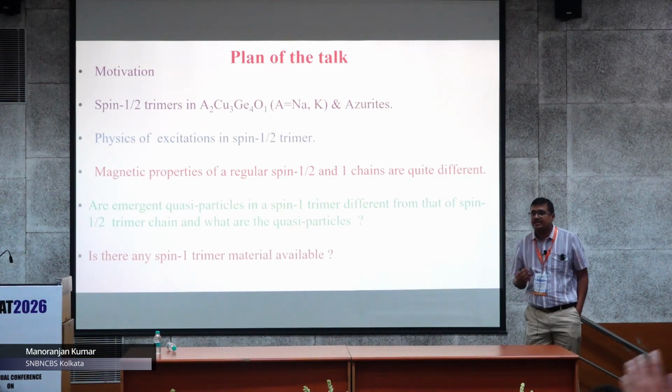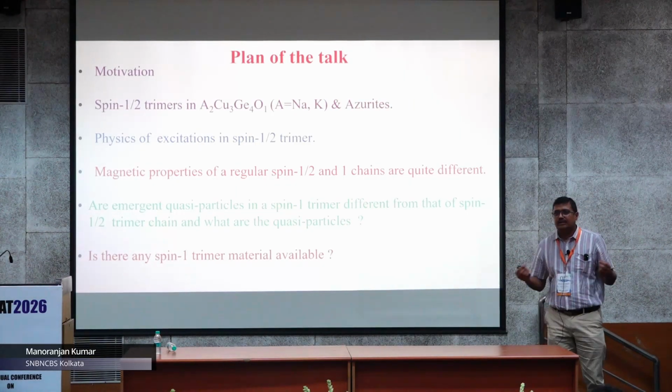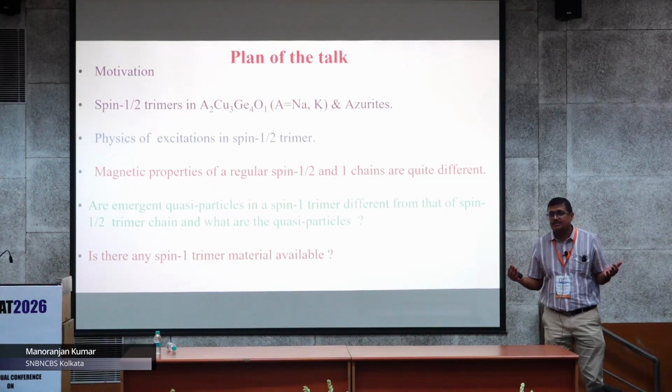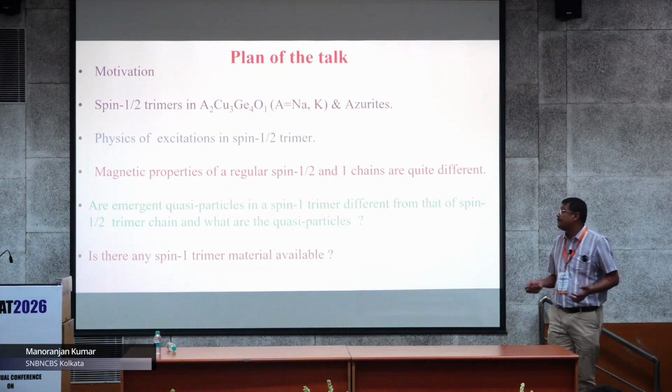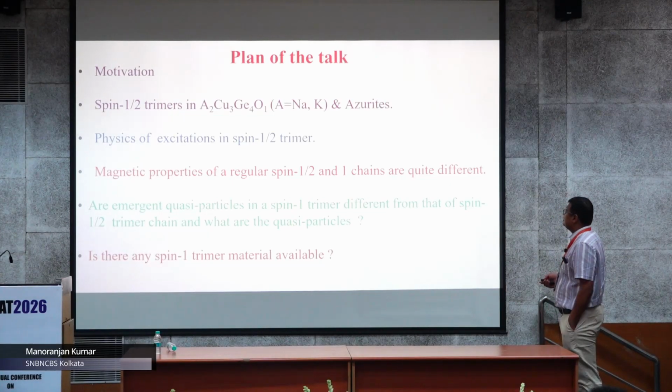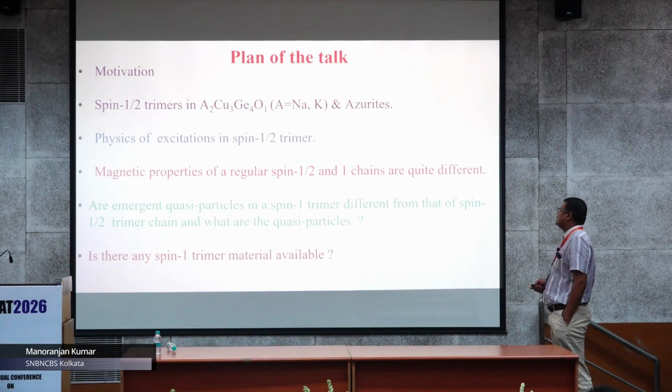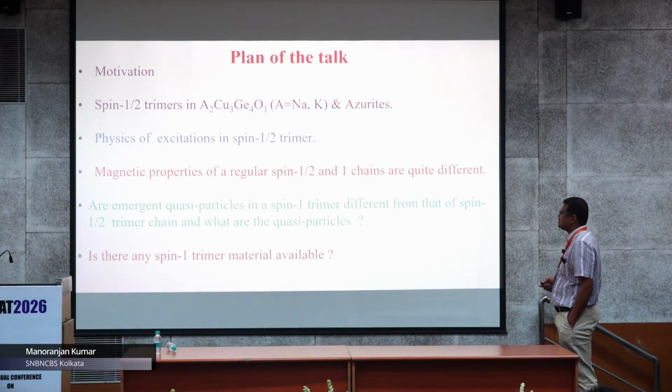what is the difference. In fact, well-known one-dimensional system, if it is of spin half and if it is a spin 1, what are the differences? And then I'll come to talk about what happens to the excitations in spin 1 trimer and how it is different from spin half trimer excitations and their quasi-particles.